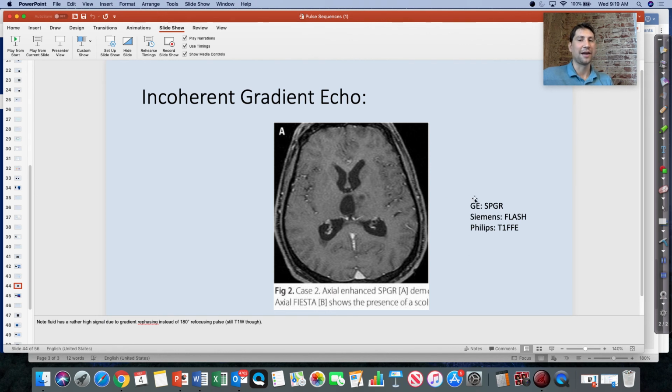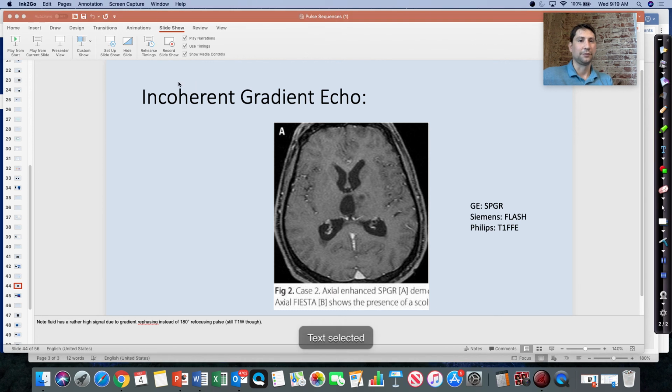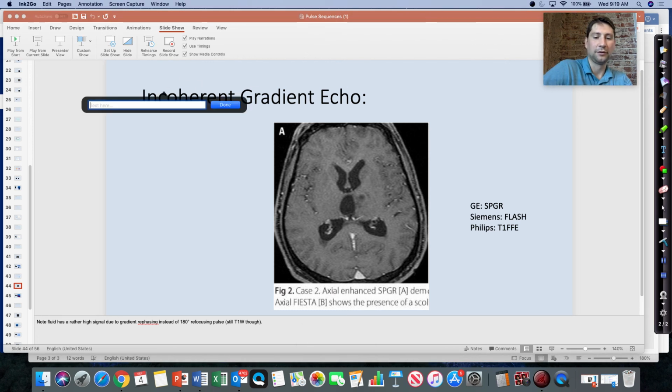So here are the acronyms for our incoherent gradient echo. So once again, also called spoiled, and it's going to be a T1 weighted.